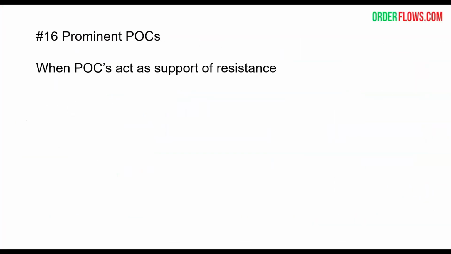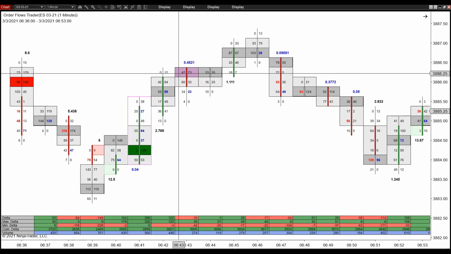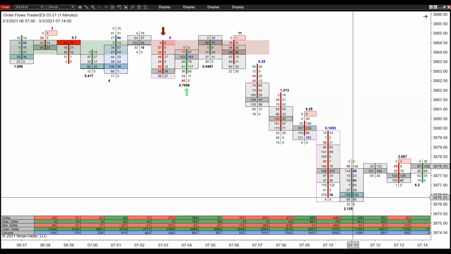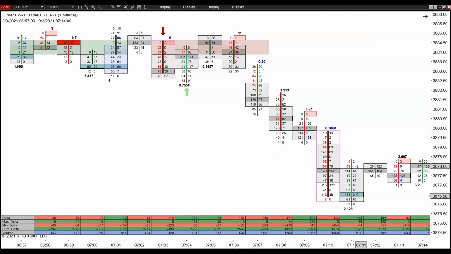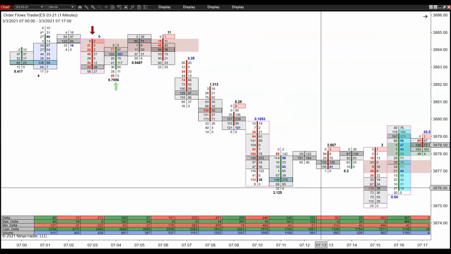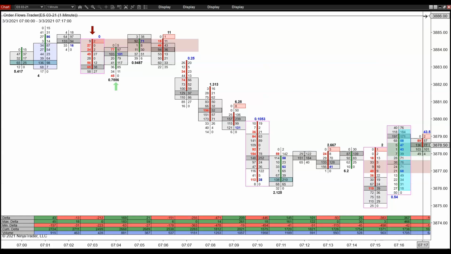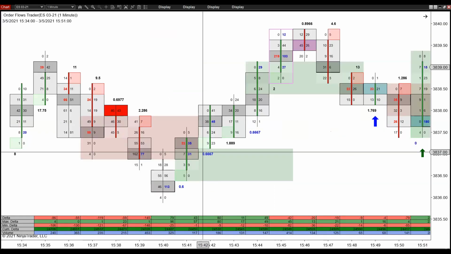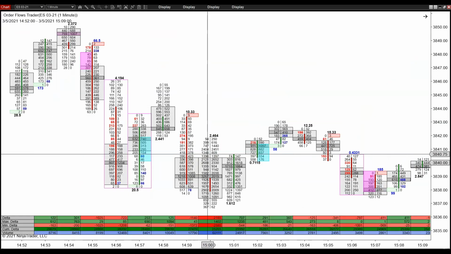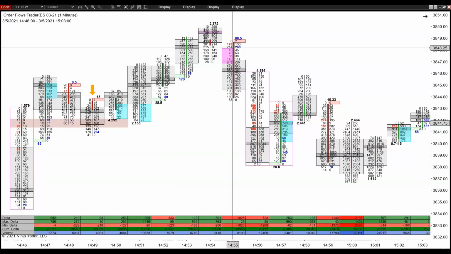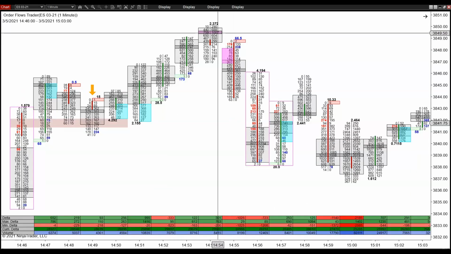Prominent points of control. A lot of people always wonder, why do some bars have these things in here, like this red or magenta, or this light blue here? What does that mean? Well, that's a point of control that matters. It's a point of control that is going to be acting as support or resistance. So you can see here, bearish, this is magenta.